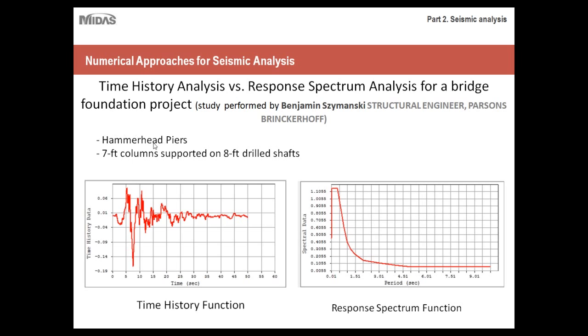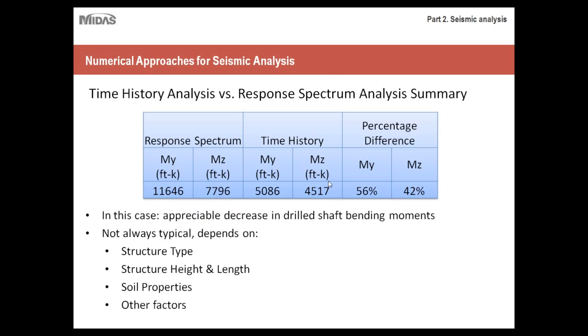Here it was just a hammerhead pier, 7-foot columns, supported on 8-foot drill shafts. Here's a sample of one of the time history functions that he used for his time history analysis. And here's an example of one of the response spectrum functions that he used. As you can see already, the time history function is going to be a lot more detailed, a lot more specific, because of the range of variables that are available to you. Whereas with the response spectrum analysis, the function is much more simple and straightforward. So let's take a look.